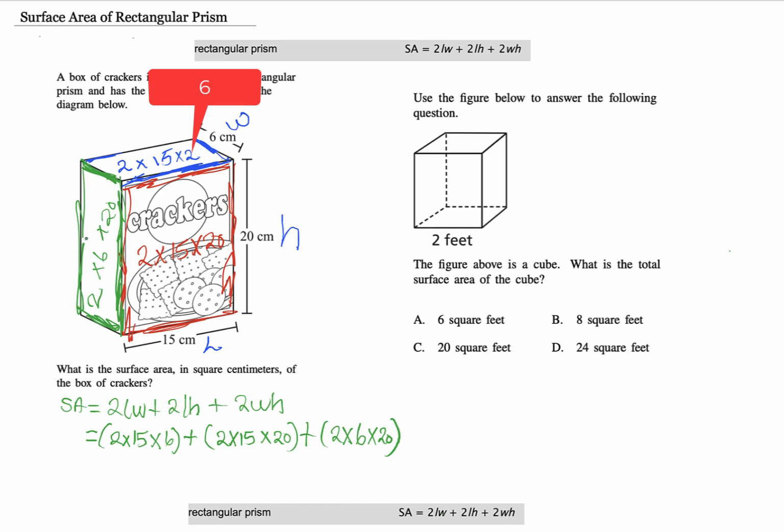So basically when they say surface area, it's just finding the area of every face of the box. Now you can use your calculator here, so you don't need a lot of manual computation. So we need our calculator.